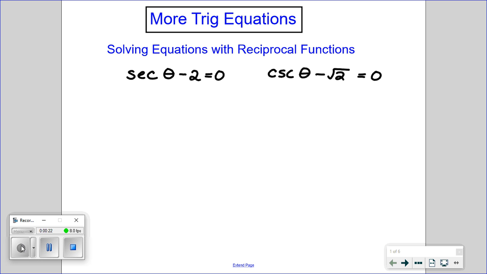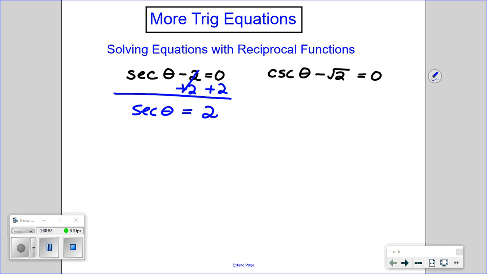Okay, so the first scenario we're going to look at is how do we solve equations with reciprocal functions? So remember, our reciprocal functions are secant, cosecant, and cotangent. Actually, we're going to solve these initially just like we did the basic trig equations with sine, cosine, and tangent. We're going to isolate the trig function. So in my first equation, I would start by adding 2 on both sides, and we would get secant of theta equals 2.